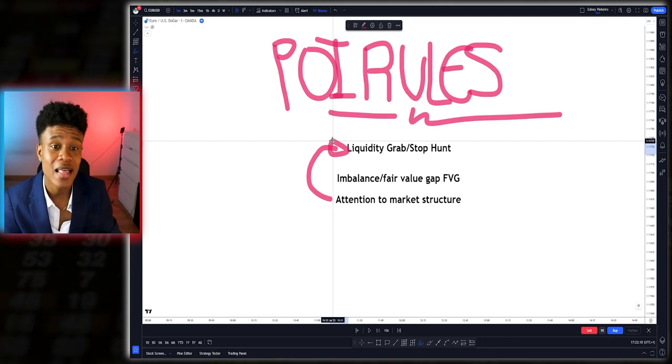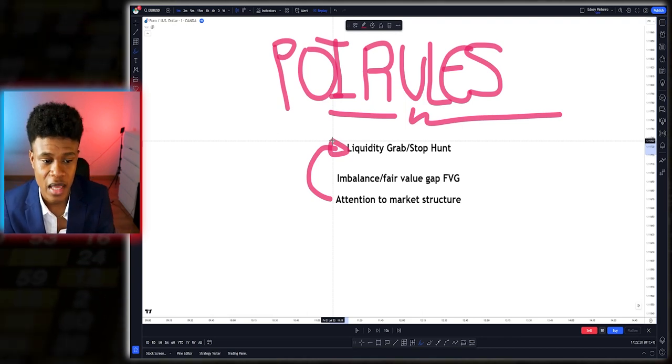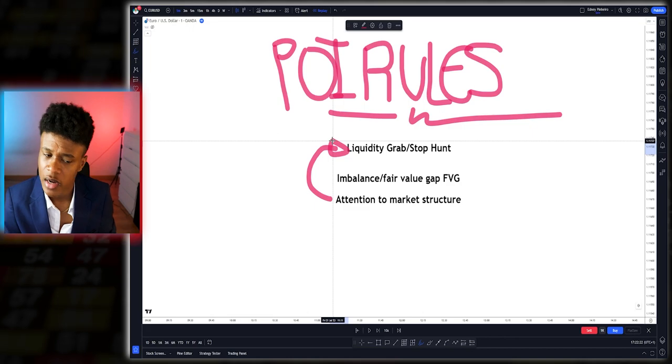So let's talk now about supply and demand level. Supply and demand level is easy, okay? Let's just talk about it.